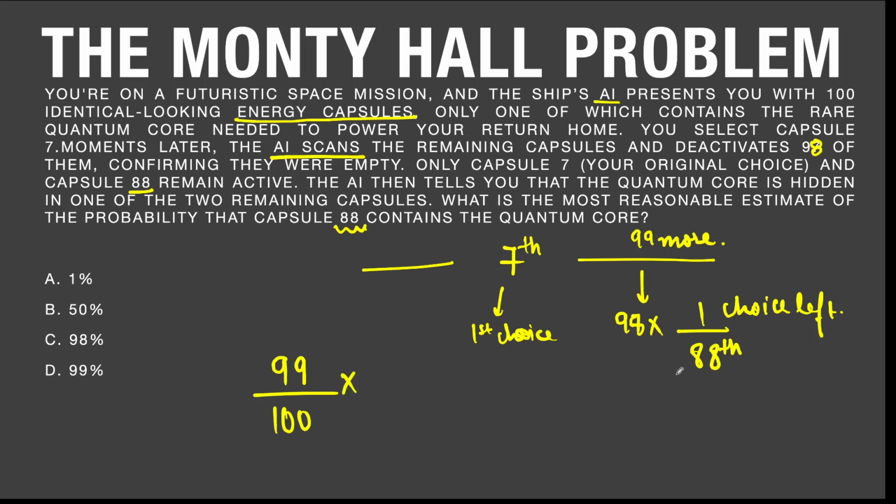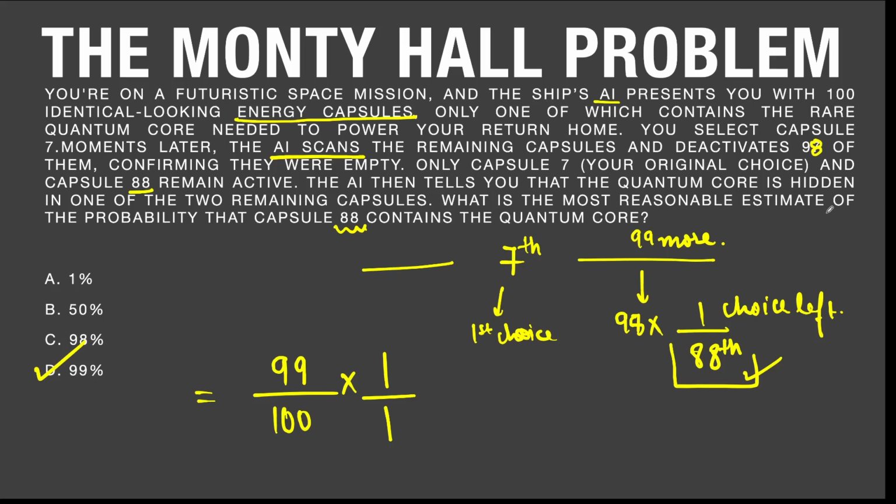Now against that 99 over 100, you're only left behind with the 88th capsule. So what are your chances of choosing the 88th capsule among the total 88 capsules? That means you only have one choice of choosing the 88th capsule. There is no internal probability that we have to select from. That is why I'm writing 1 over 1 over here. So 99% is my final answer.